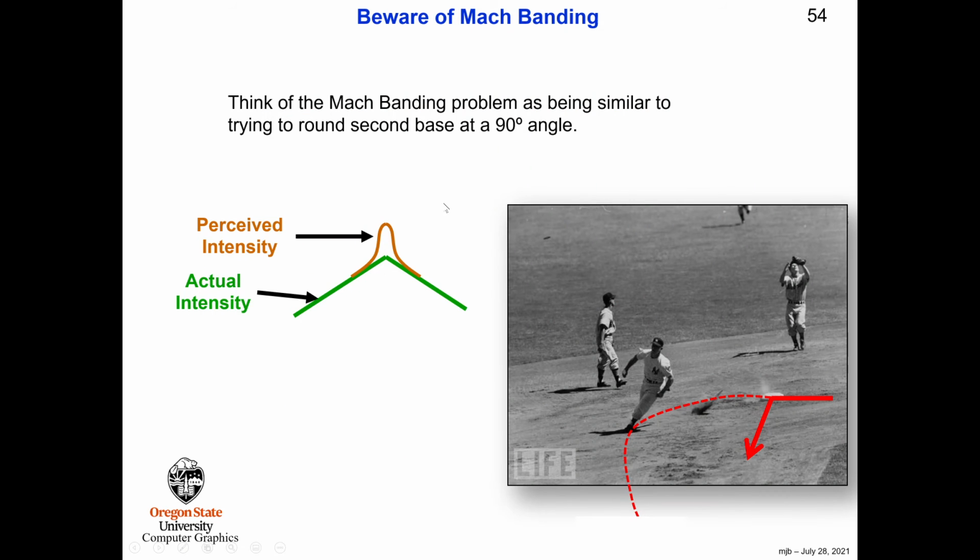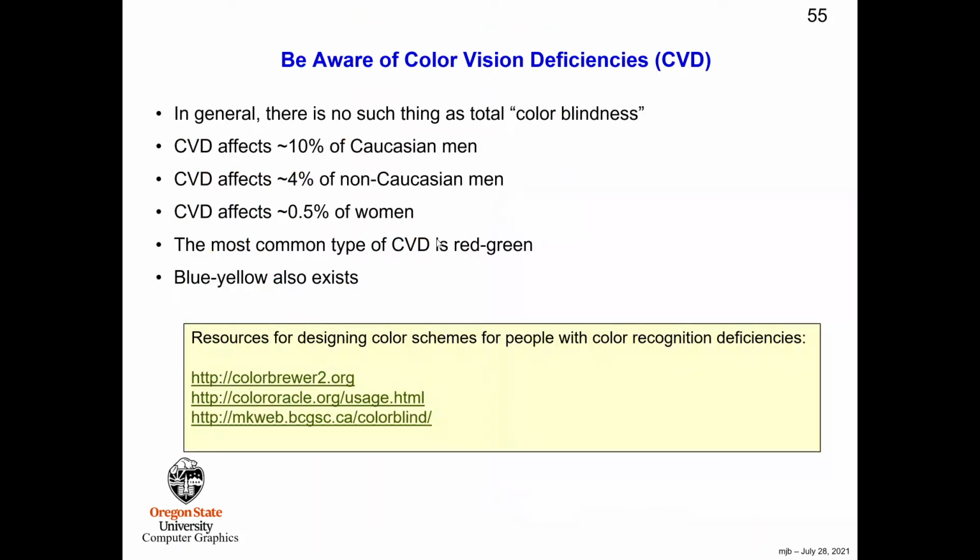In some ways, this is how I think about it. It's sort of like trying to round second base at a 90-degree angle. You can't do it. You overshoot. So you have some amount of, I suppose, visual color inertia as you look across that display.